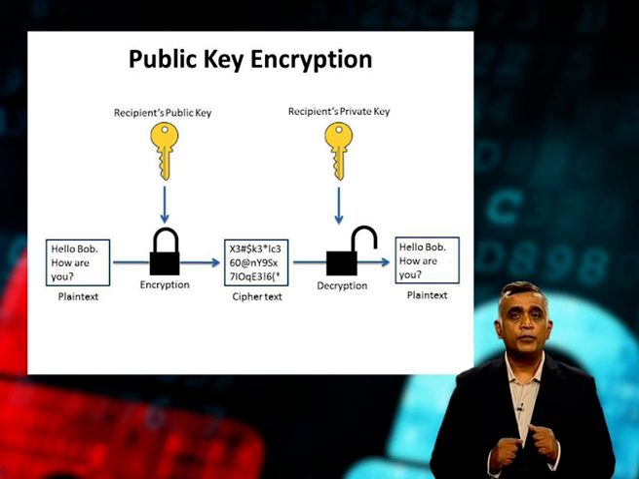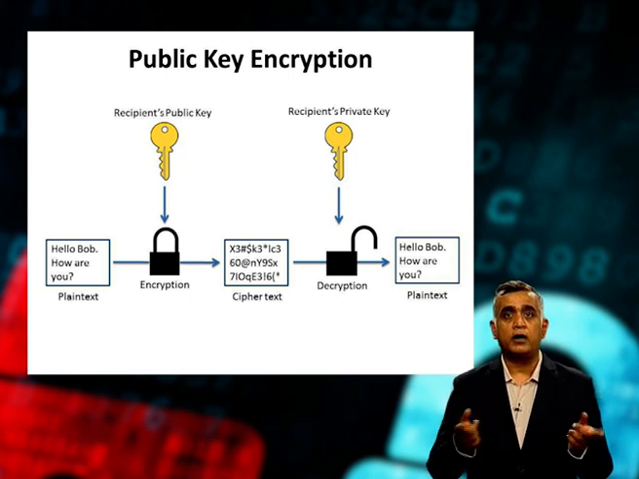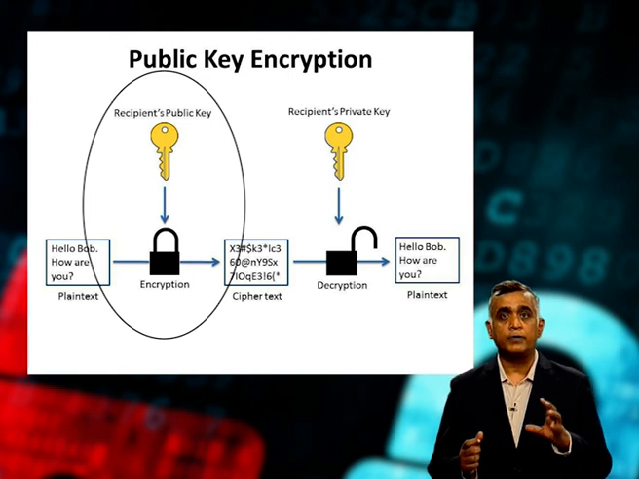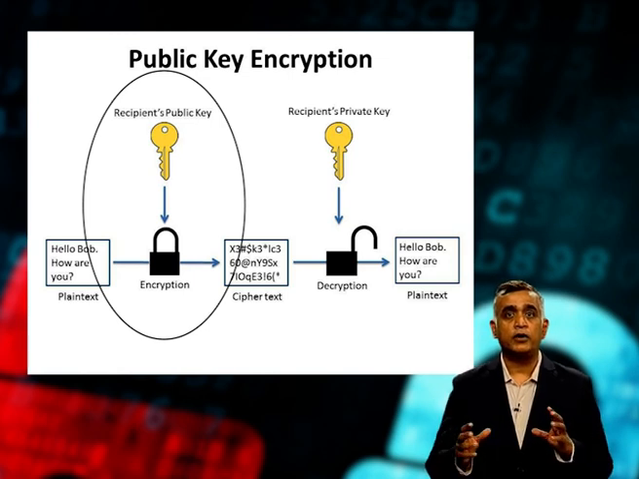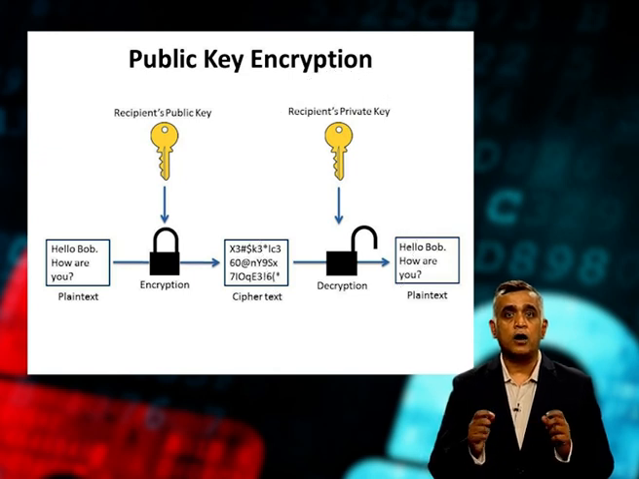Let us first see how public key encryption and decryption performs. In this, a key pair of a public key and a corresponding private key is used. The public key will be used for encryption and the corresponding private key will be used for decryption. Now, let us see how it works.